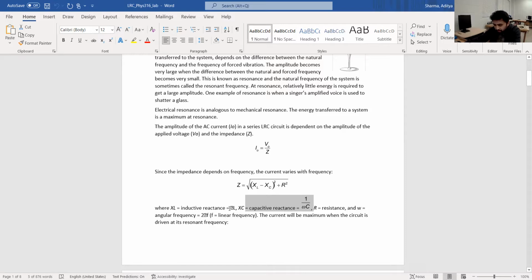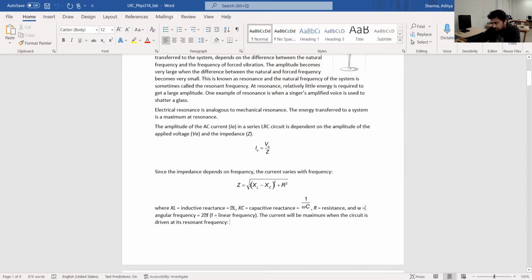Okay, this should be XL. This should be an omega. There's a question mark here, some problem, I don't know, with the equation. So this should be omega. So inductive reactance is omega L. Capacitive reactance is 1 over omega C, or minus. But since there's already a minus sign, it doesn't matter.